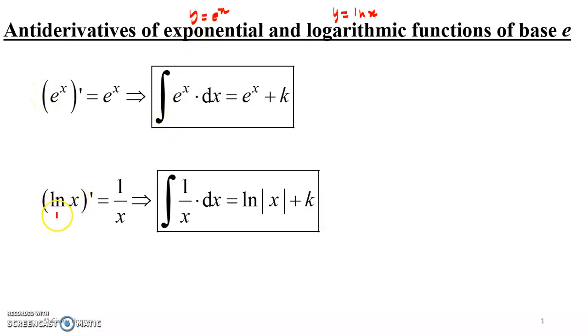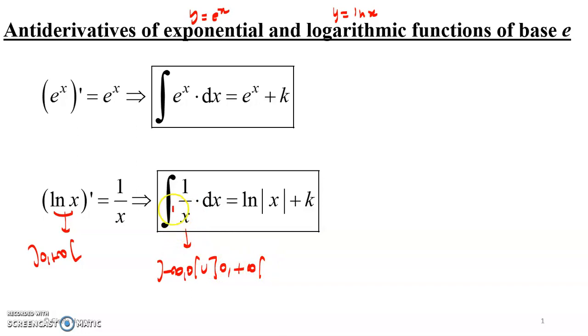However, the derivative of ln x is 1 over x. So the integral of 1 over x should be ln x. However, you'd notice that we have x in an absolute value here. It's for a reason that ln x has a domain of 0 to positive infinity. Ln x is only defined for positive x's. However, 1 over x is defined for all real numbers except 0.